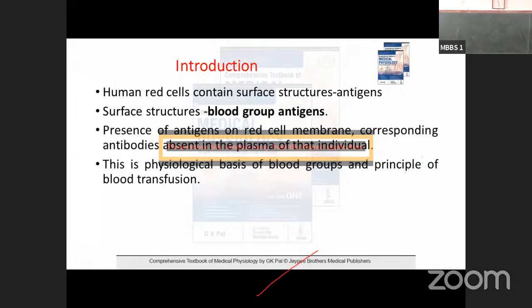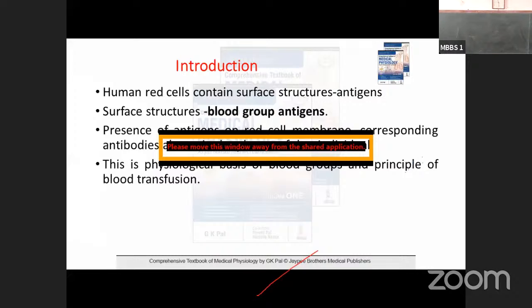Then, what is the blood group? What is the importance of the blood group? In the blood group, all the human red cells have surface antigens present on their surface. So on the surface of the RBC cell membrane, there are antigens present, and these antigens are the blood group antigens.